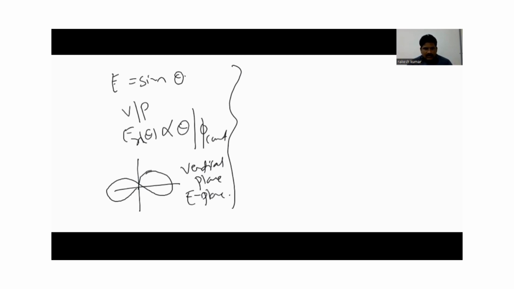The value of sine 0 is 0, sine 90 is 1, and again sine 180 is 0. Like this is the vertical plane.